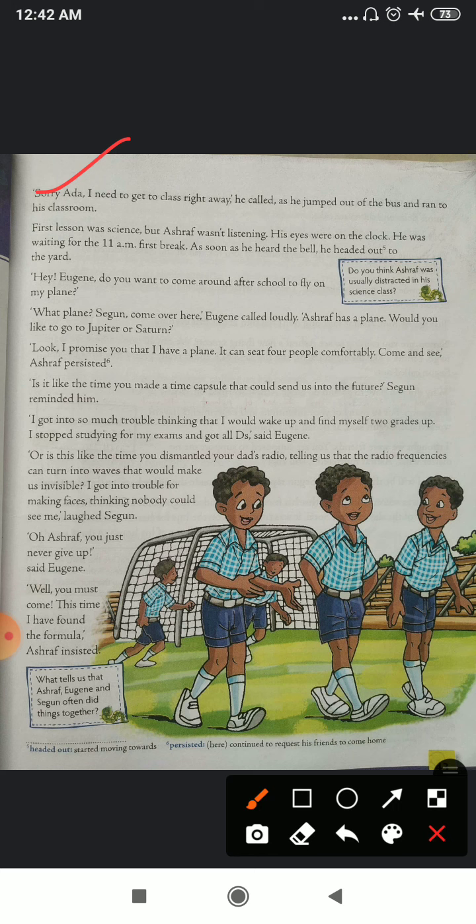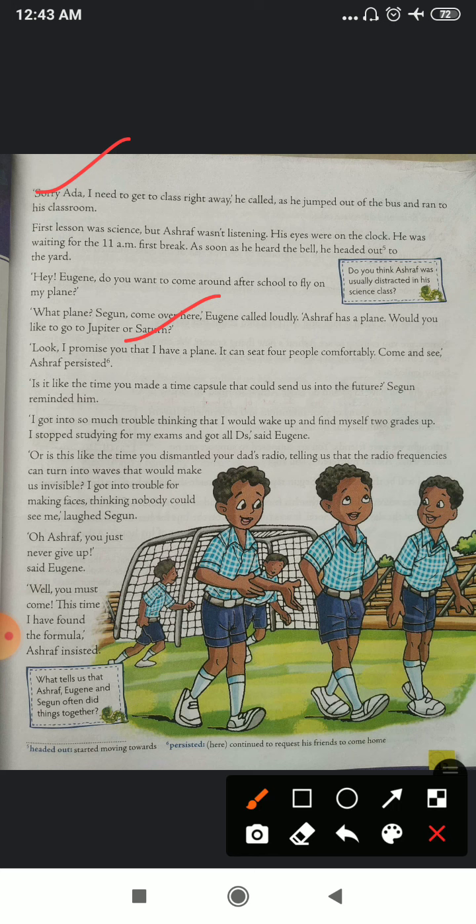"Look, I promise you that I have a plane. It can seat four people comfortably. Come and see," Ashraf persisted. But this time, what happened? Ashraf said, "I promise that I have a plane. After school, you can come to my home and you can see that plane. And in that plane, four people can sit comfortably."